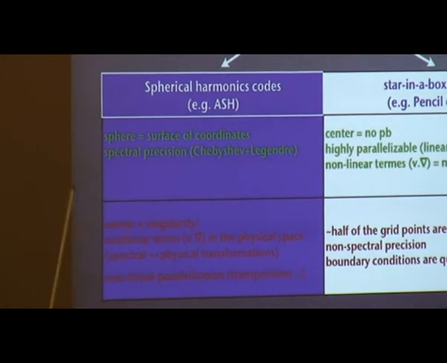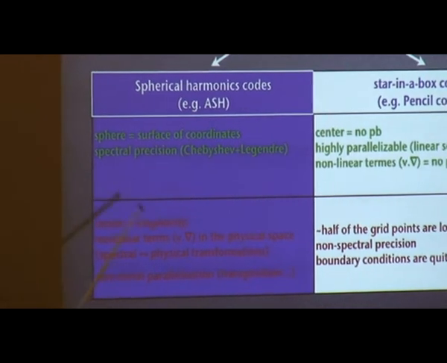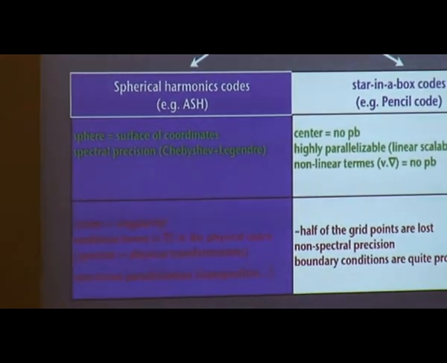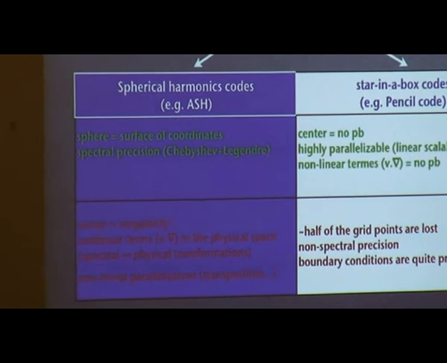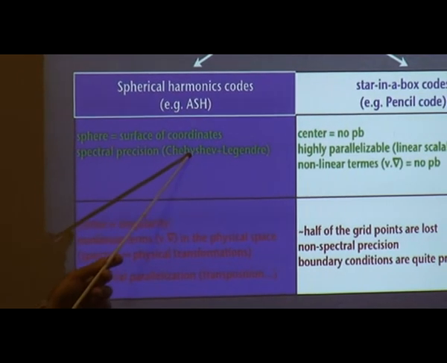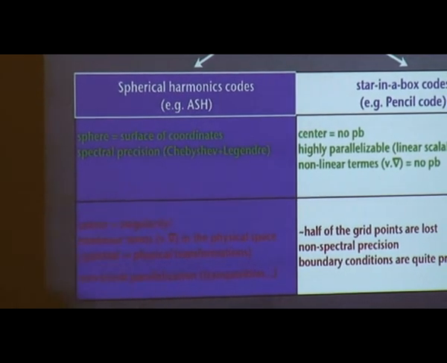The good thing about a spherical harmonics code is that the external sphere is a coordinate surface. It means that it's very easy to specify the boundary condition at the top. The sphere corresponds to R equals something. And the precision of the code is spectral, because it's a Chebyshev grid for the radial part and the Legendre polynomial for the angular part. So the precision is spectral.